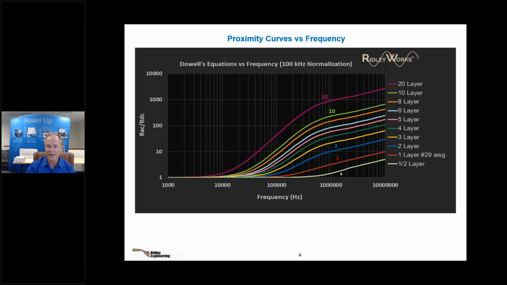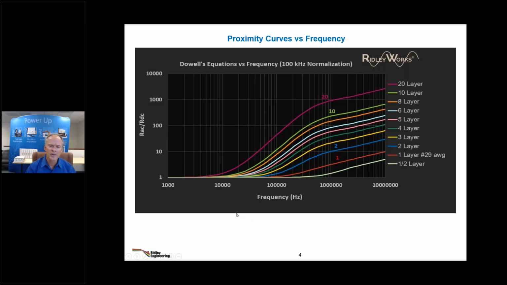If you do a half layer, that would be an interleaved winding. It doesn't start lifting up until 300-400 kilohertz. 1 layer, it's just beyond 100 kilohertz. 2 layers, you can see a substantial increase. 20 layers, obviously, you've got more than 10 times the resistance at 100 kilohertz. So now we've turned these into specific curves centered at 100 kilohertz for a 29 gauge wire.